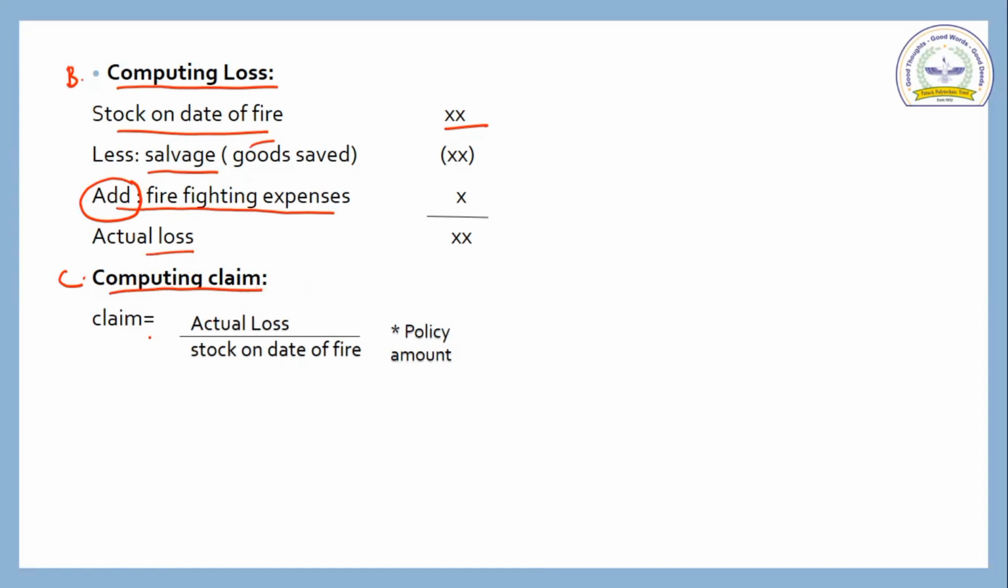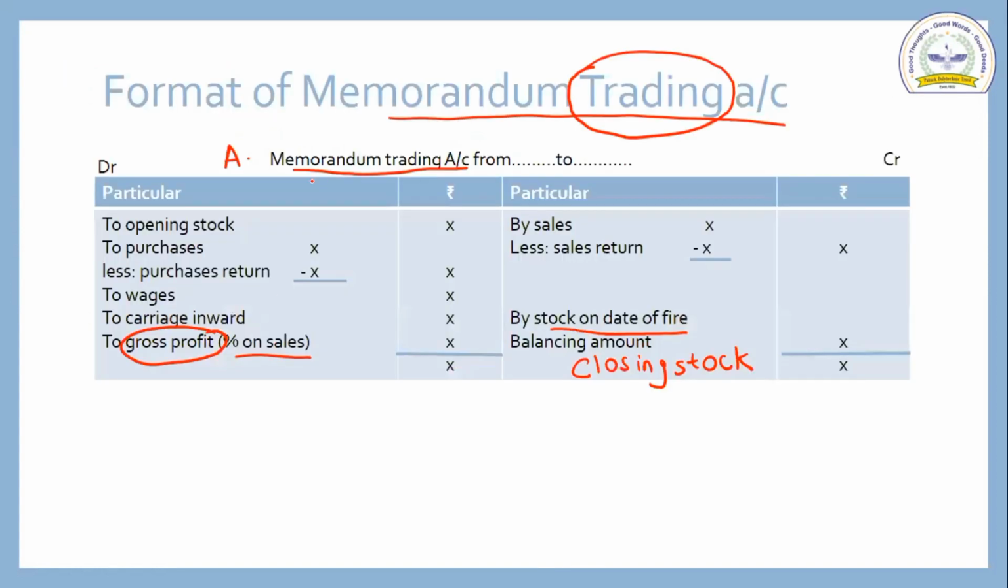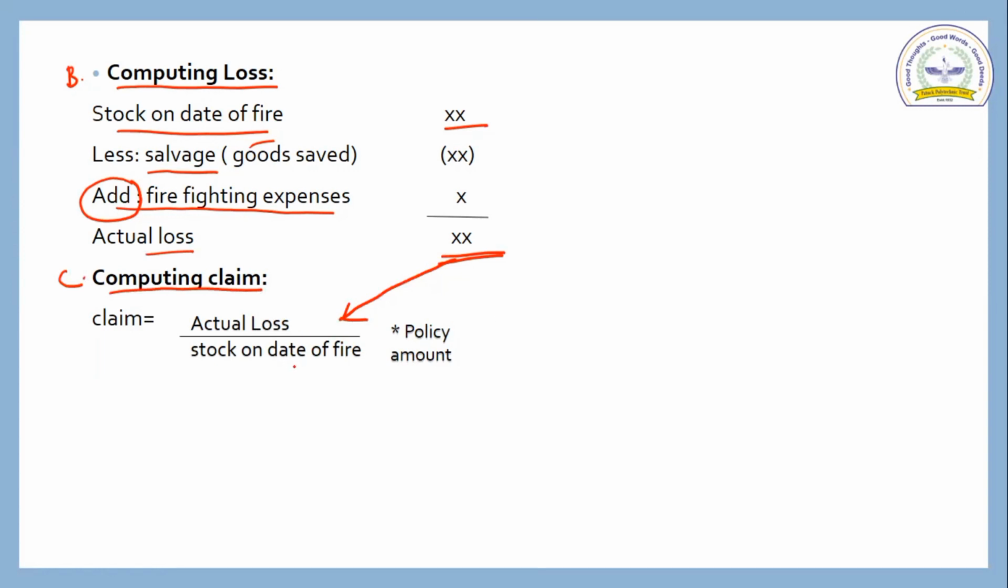There are lots of formulas for computing claim given in the books, but this is a very simple formula. The first one is actual loss. Actual loss divided by what, student? The stock on the date of fire from the memorandum trading account. So you write actual loss divided by stock on the date of fire, multiplied by what, student? Policy amount. How much policy you have insured for the goods. That policy amount you are going to write. Once you apply this formula, you will find the value of the claim, student.